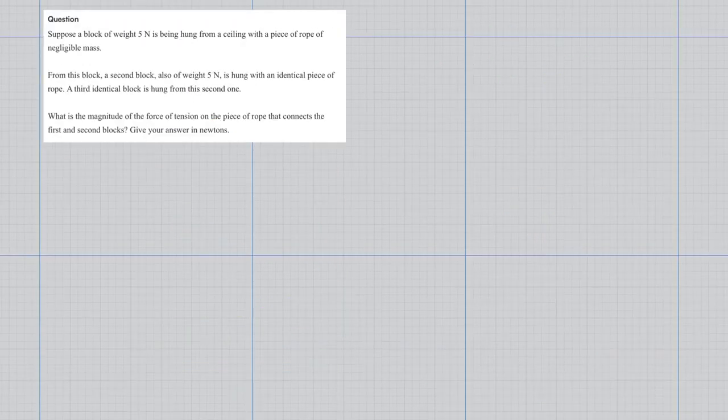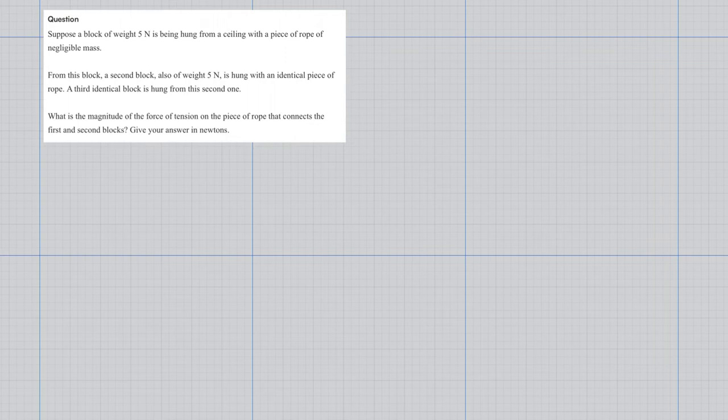This question says, suppose a block of weight 5 newtons is being hung from the ceiling with a piece of rope of negligible mass. From the block, a second block that also weighs 5 newtons is hung with an identical piece of rope, and a third block is hung from the second one. What is the magnitude of the force of tension of the rope that connects the first and second block?